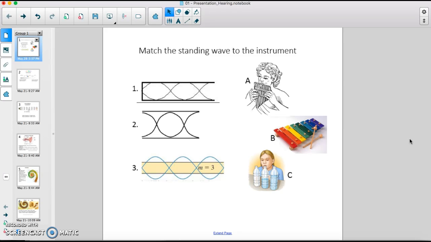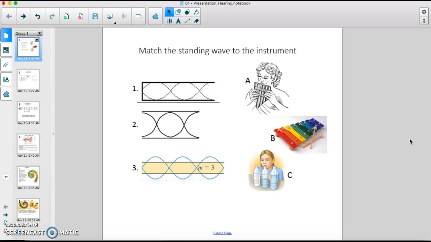For instrument B, that's going to be the xylophone. The best model for that is going to be waveform 3. So this models a closed end and a closed end. You can imagine that when the wave gets to the end of the xylophone key, that it bounces back as if it were a closed end. And that means that instrument A is going to match with waveform number 1.